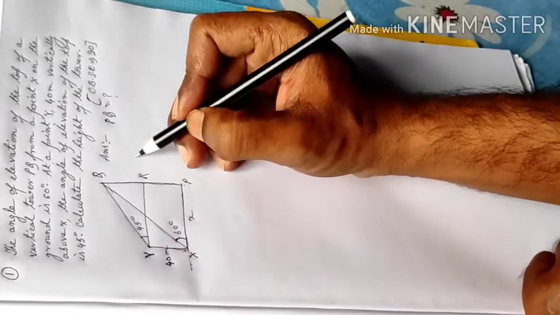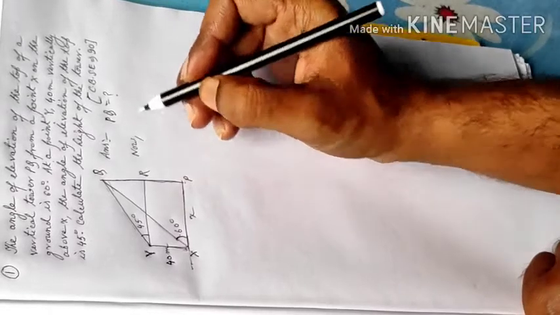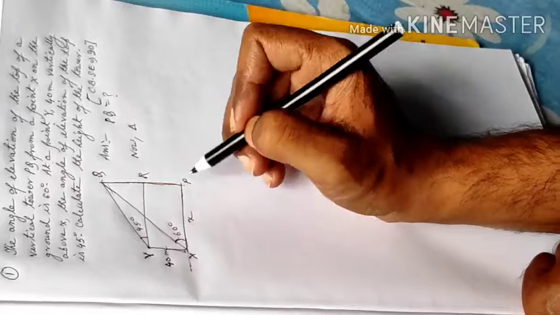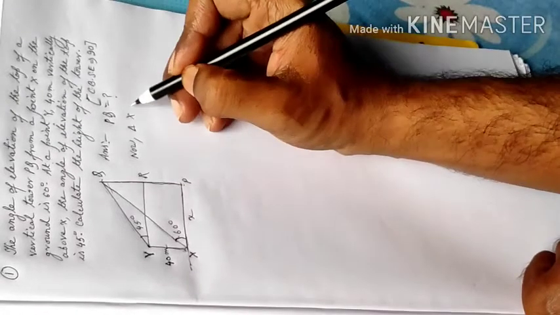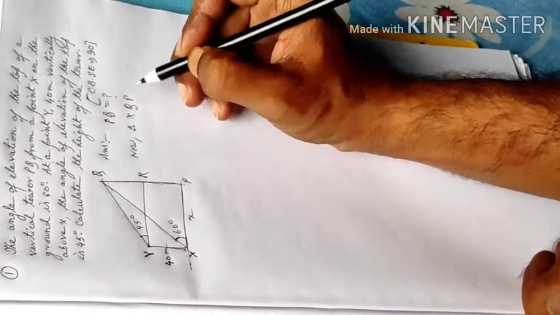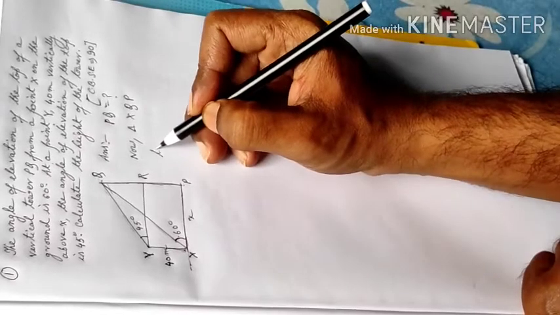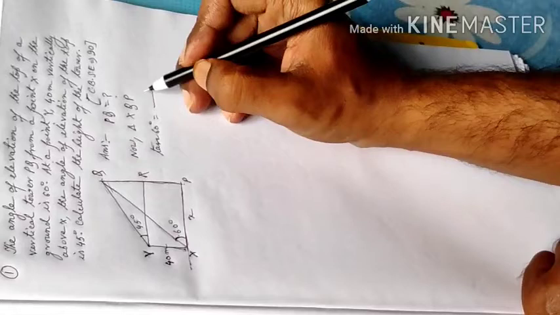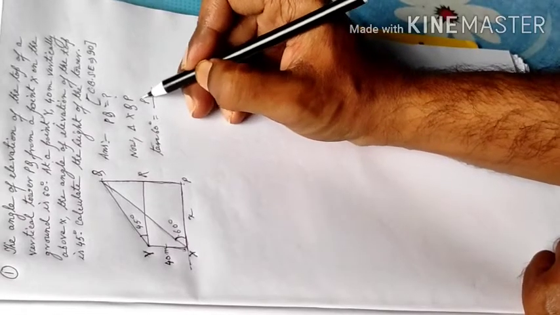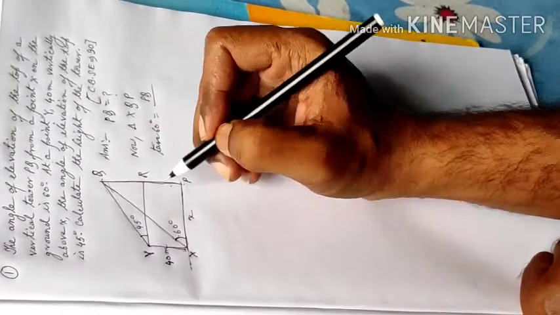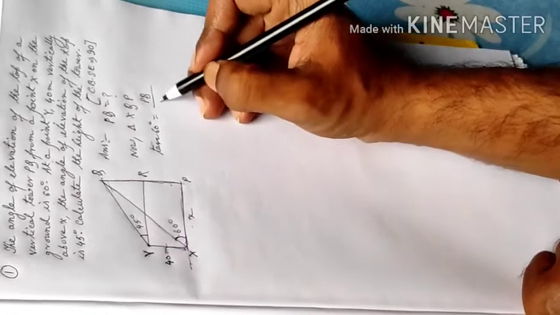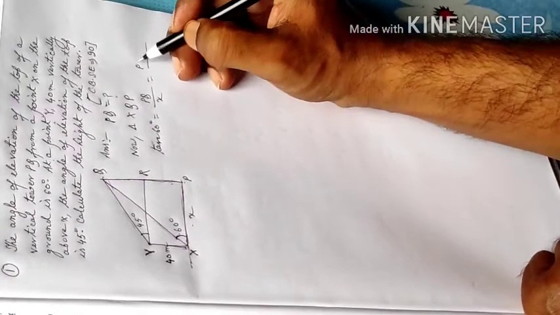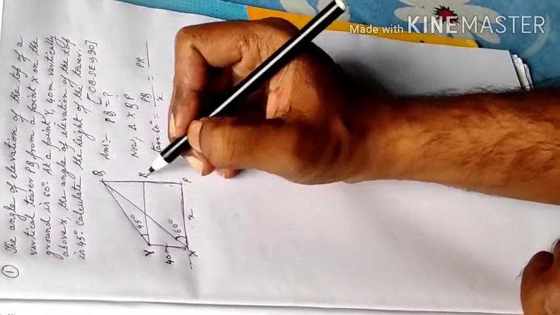So now, in right angle triangle XQP, tan 60 degrees is equal to perpendicular by base. The perpendicular is PQ and the base is x. So PQ is equal to what? PR plus QR.